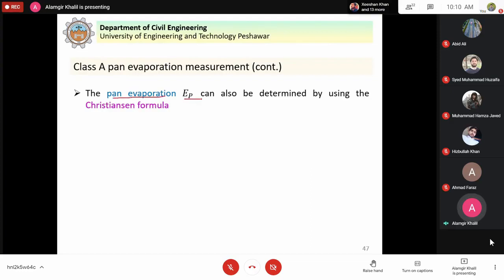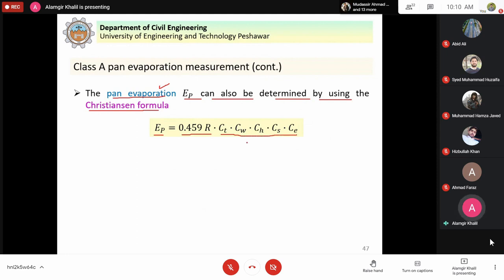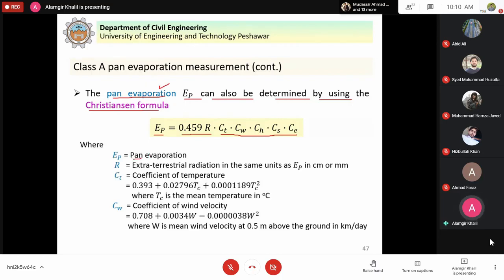The pan evaporation EP can also be determined by using the Christensen formula. So this is a formula with the help of which we can also calculate the pan evaporation. EP is equal to 0.49 R into these coefficients CT, CW, CH, CS, and CE. In this equation, EP is the pan evaporation, R is the extraterrestrial radiation in the same units as EP in centimeter or millimeter, CT is the coefficient of temperature that can be calculated using this equation if we know the mean temperature.